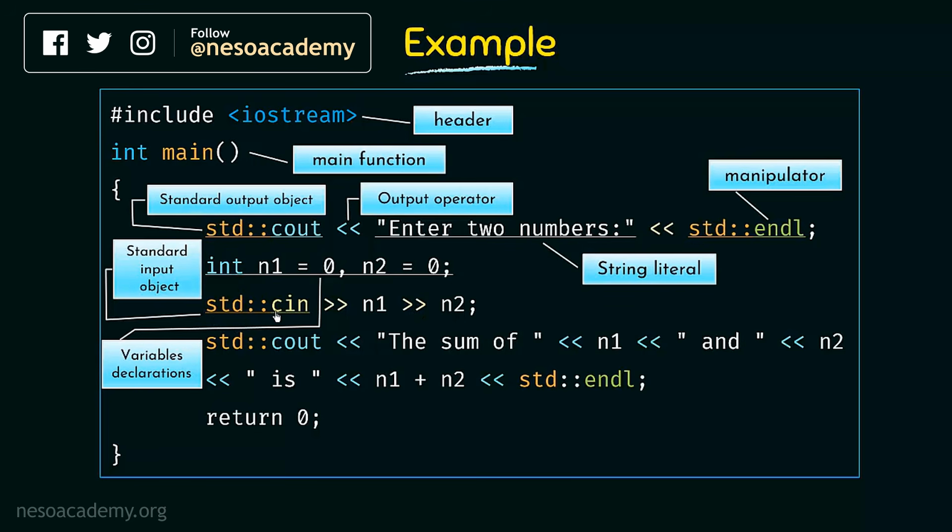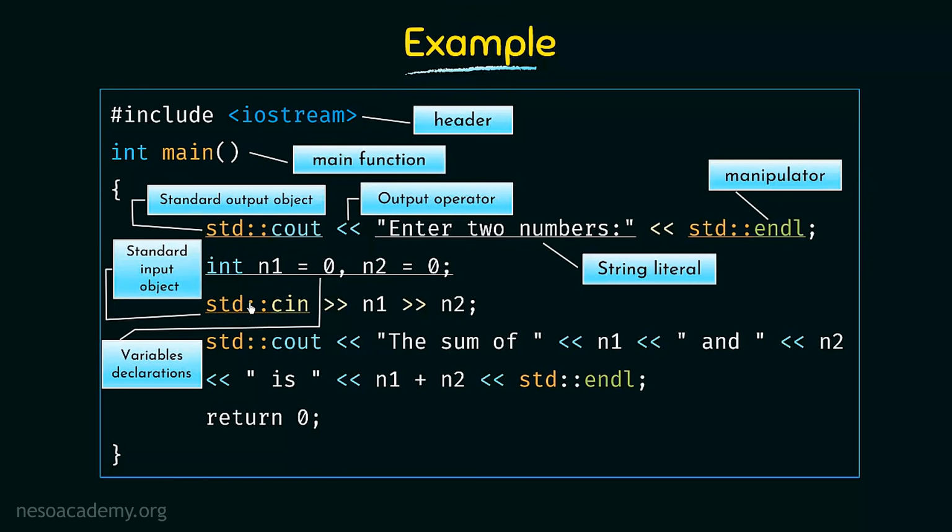So we are making use of the cin object, and this cin is within the standard library scope. That is why we are writing std and this scope operator. And then we have these angle brackets here, which is the input operator. This is the output operator which is used with cout, and this is the input operator which we use with cin. There are two input operators here, one for n1 and another one for n2.